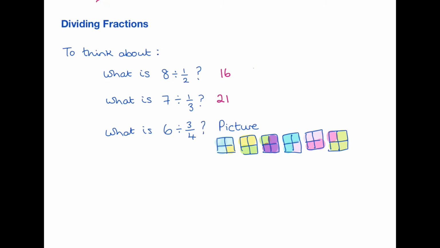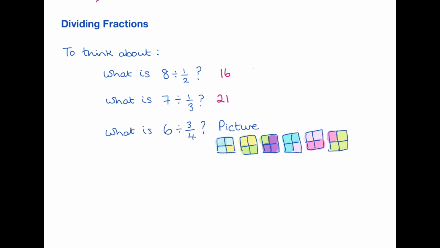Okay, now what about this? What is 6 divided by 3/4? So I want to know how many lots of 3/4 there are in 6 whole ones. So what I've done here is drawn a little picture to help you. So I've got 1, 2, 3, 4, 5, 6 whole ones that have each been divided into quarters. So what I've got is 3/4, 3/4, 3/4, 3/4, and so on.